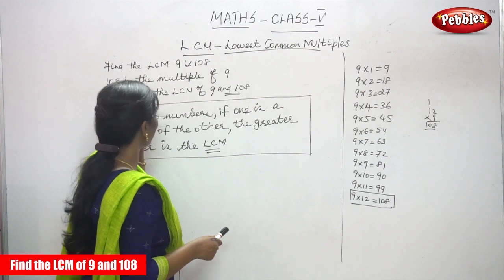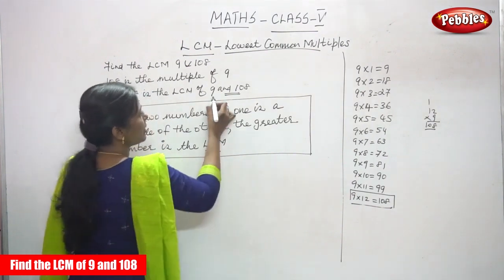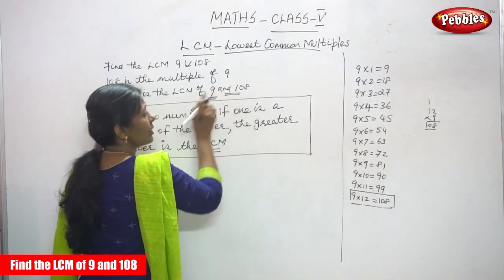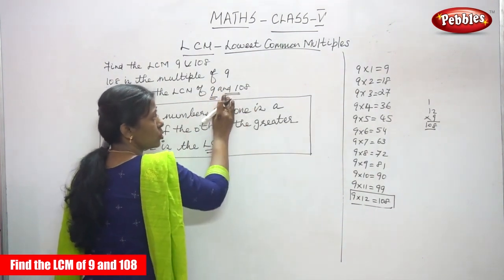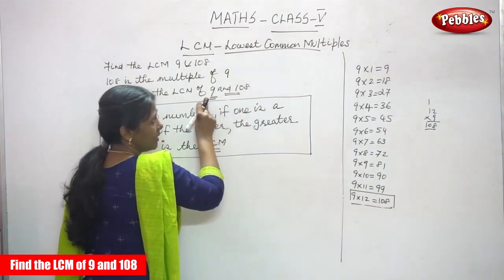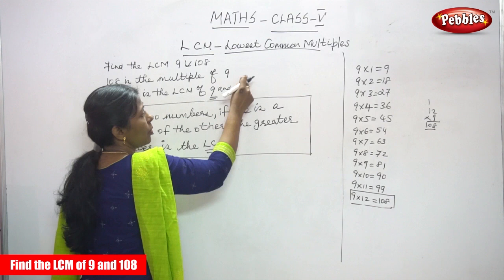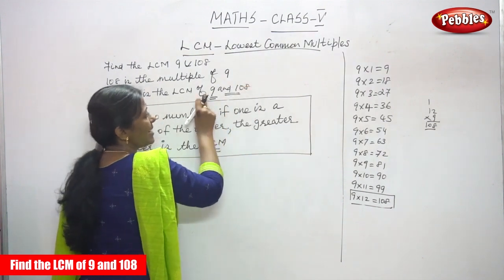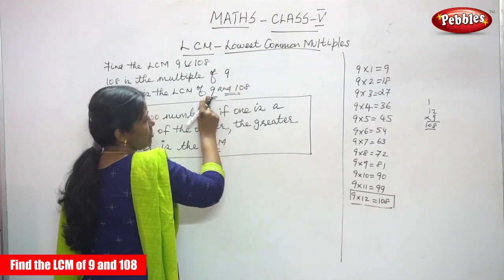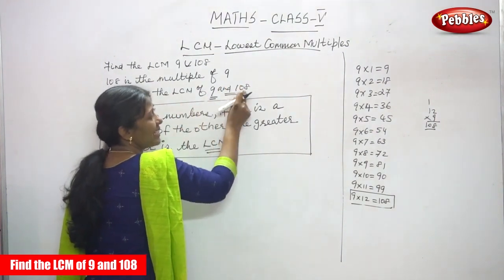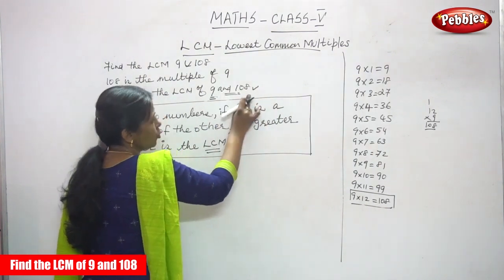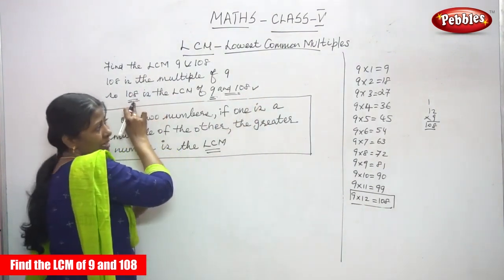So we clearly understood the greater number. These two numbers are the question. If you apply this rule, one number is the multiple of the other number. So 108 is one number and 9 is the other number. So 108 is the multiple of 9. We will consider the greater number. The greater number is the LCM of these two numbers. So the answer is 108.